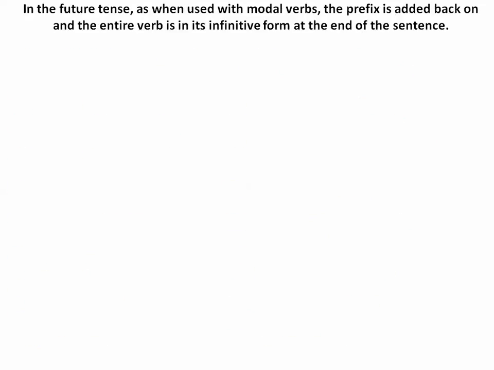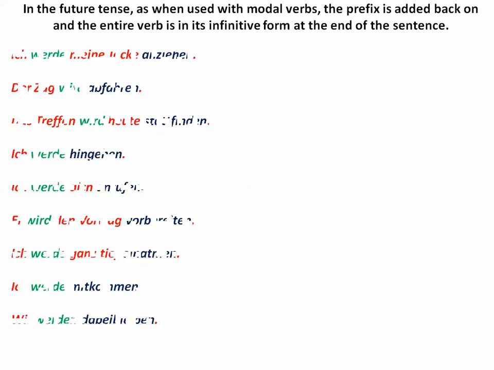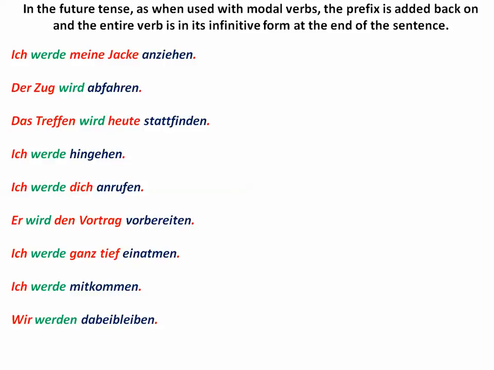Okay, so in the future tense, or when used with modal verbs, the prefix in a separable prefix verb will be added back together, and it will appear at the end of the sentence in its infinitive form. So let's look at this in the future tense in German. The future tense in German is formed by a conjugation of the verb werden. But one note here, remember also that in German, the present tense can sometimes double as the future tense, depending on context, and it often does. So just keep that in mind. But here we are using a conjugation of the verb werden.